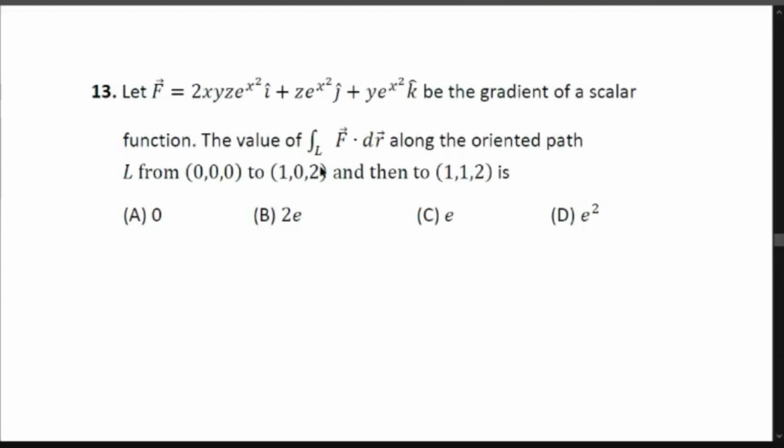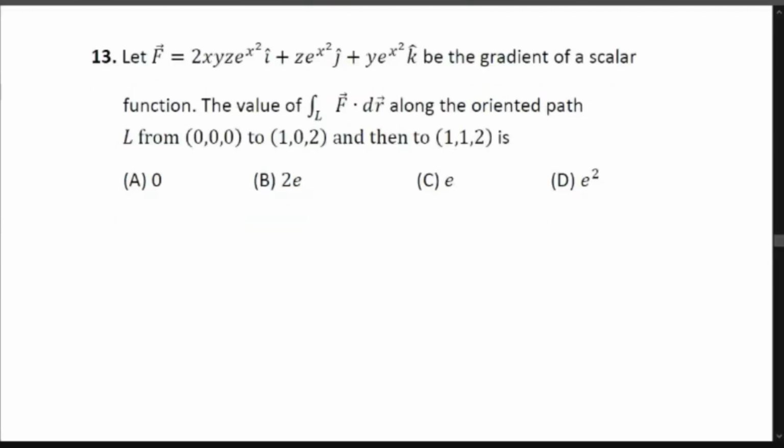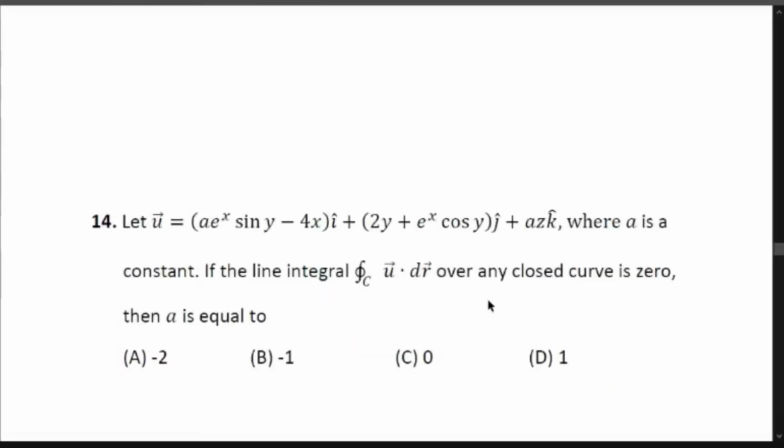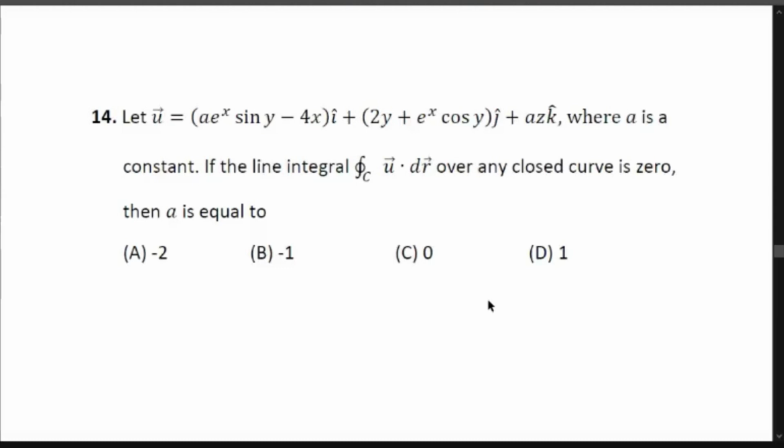So here also you have to find out the potential function. Just looking at fx is 2xyz e raised to x square, fy is z e raised to x square, fz is y e raised to x square. By looking at these three, you can guess the function, and then you can find the answer. Okay, the potential function will be yz e raised to x square, I think. So from that you can find out the value. Okay, next question.